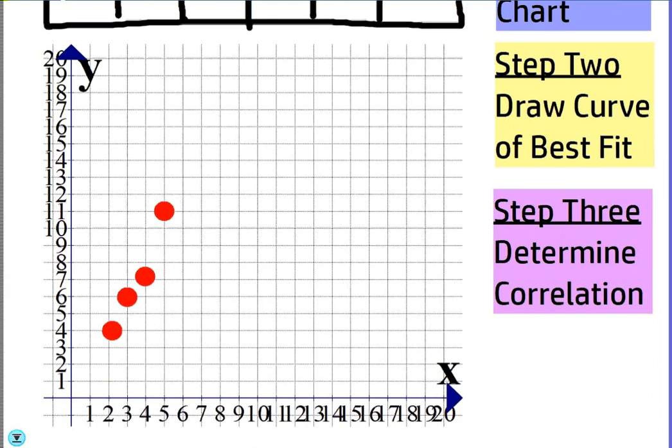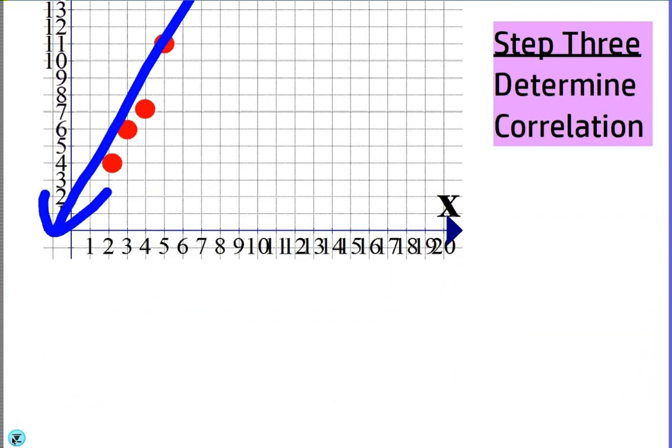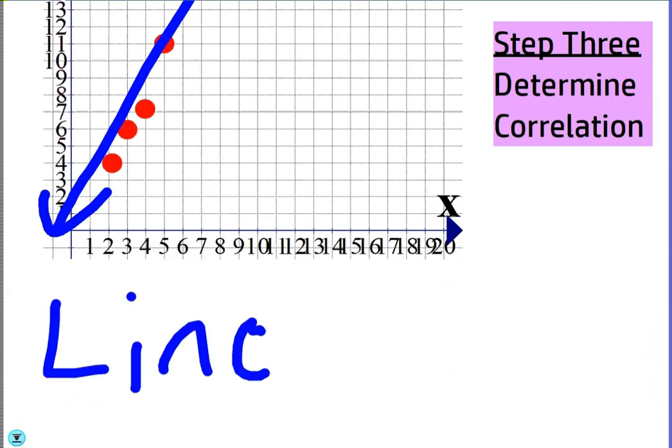Okay, so even though this one's not going to be perfect, it still has a line of best fit. So the answer is going to be linear. Oh. Remember, linear is a possibility.